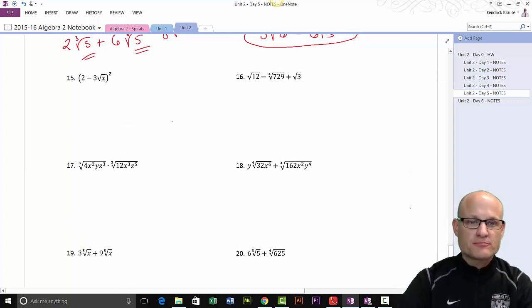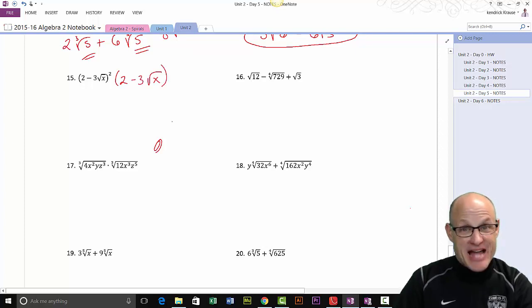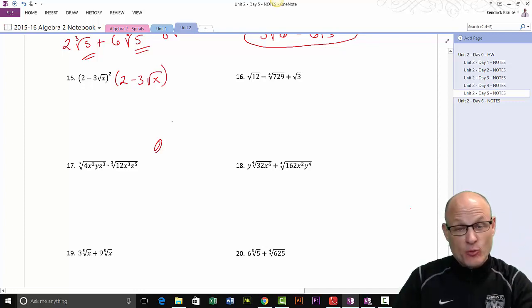We're almost done. All squared. We haven't done a problem like this yet, but who cares? Squared just means write it twice, right? So it really means 2 minus 3 square roots of x, times itself. Now be careful. This is not the difference of perfect squares. They're both negative. For the difference of perfect squares, one would be positive and one would be negative. So we have to do the whole entire double distributing.